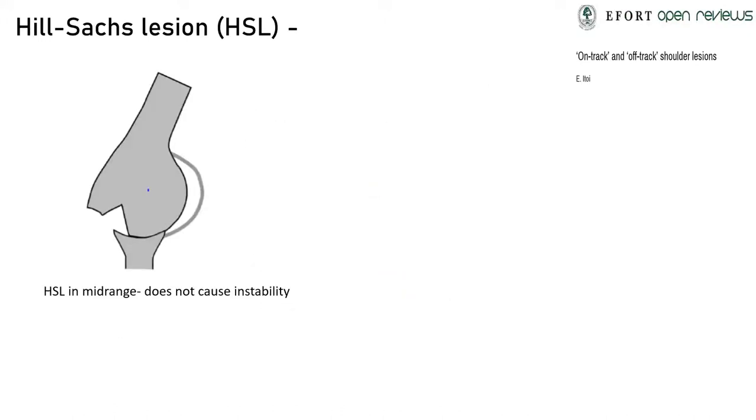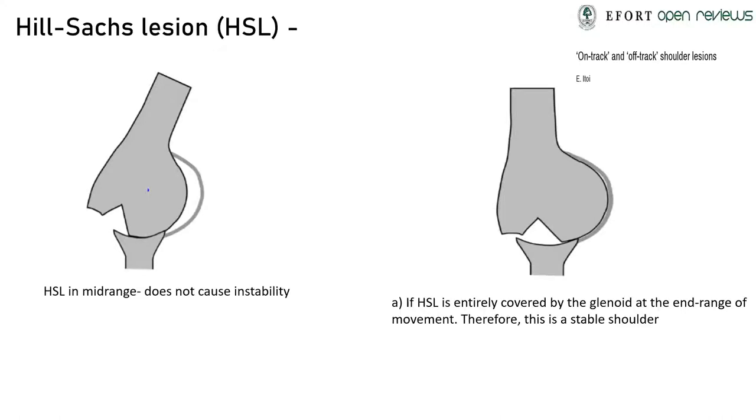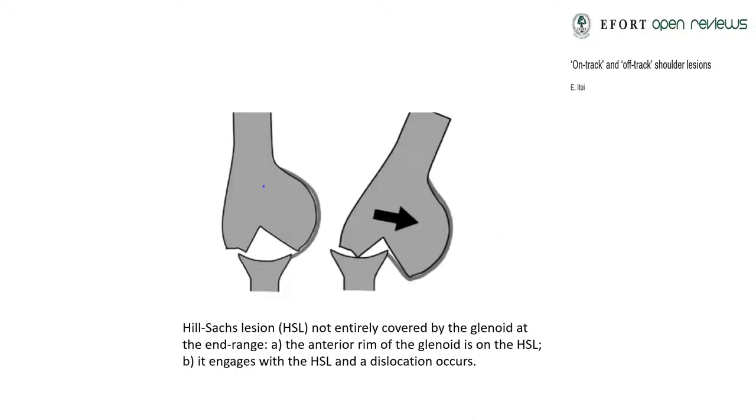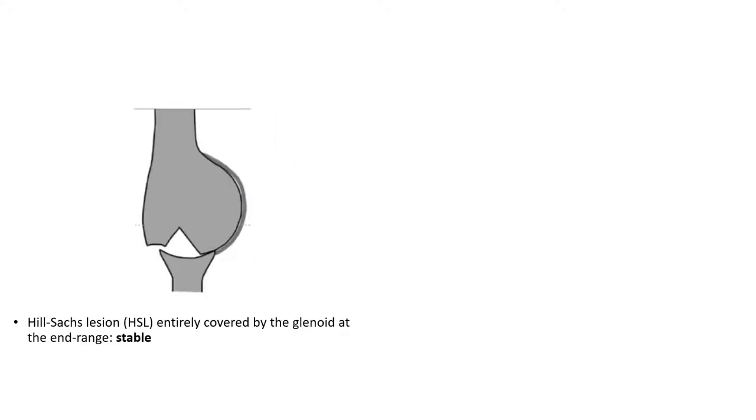Hill-Sachs lesion doesn't cause mid-range instability. And if the Hill-Sachs lesion is contained within the glenoid during the in-range, then the shoulder is still stable. But if the Hill-Sachs is not covered entirely by the glenoid at in range of movement, then it engages through the glenoid margin and the shoulder dislocates.